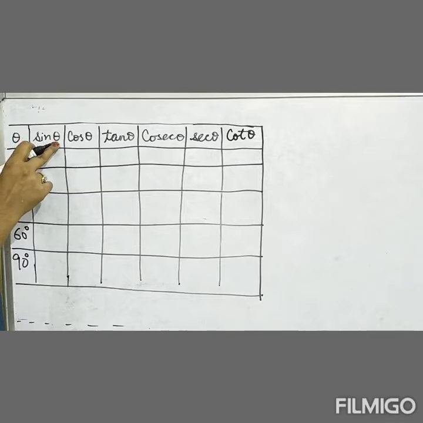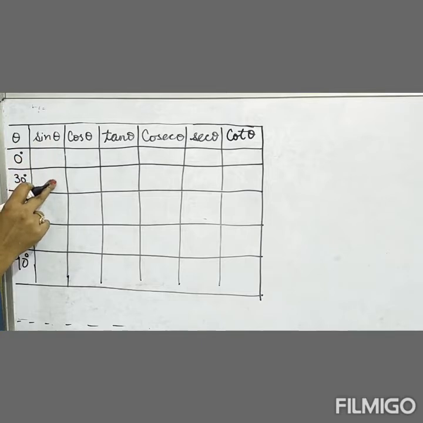Again, I am telling you, it's just a symbol we are using for denoting any angle. So sine theta means when theta is 0, it means sine 0 degree. When theta is 30, it should be sine 30 degree. When theta is 45, it should be sine 45 degree.